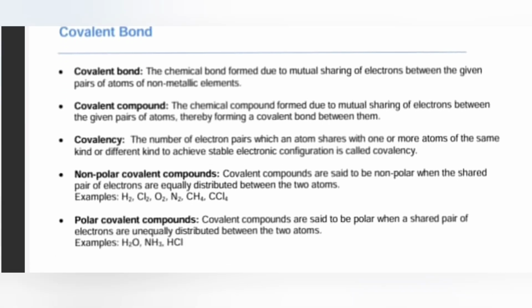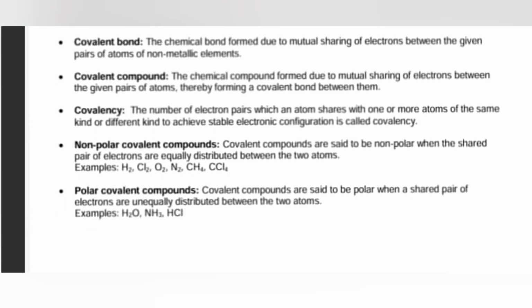Then our next one is non-polar covalent compounds. Covalent compounds are said to be non-polar when the shared pair of electrons is equally distributed between the two atoms, for example H2, Cl2, O2, N2, CH4, CCl4. Then polar covalent compounds are those where the shared pair of electrons is unequally distributed between two atoms, like H2O, NH3 or HCl.